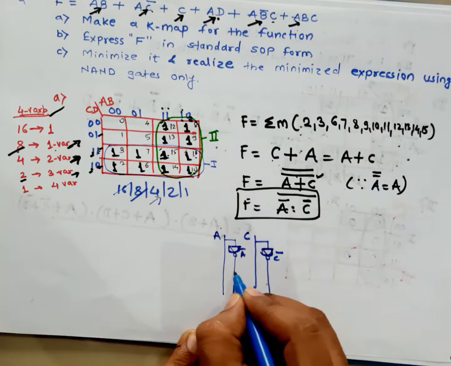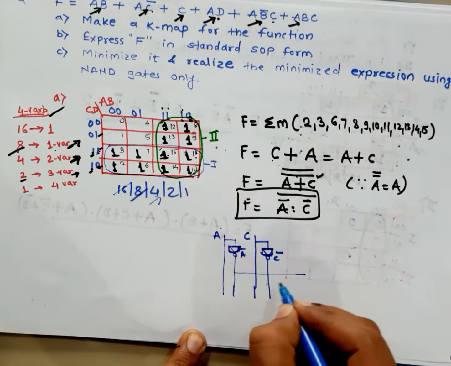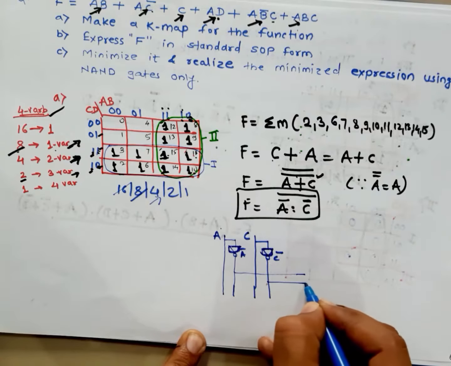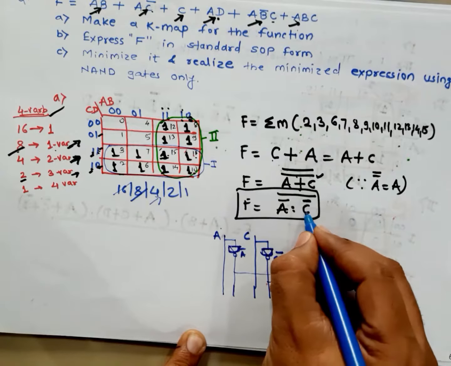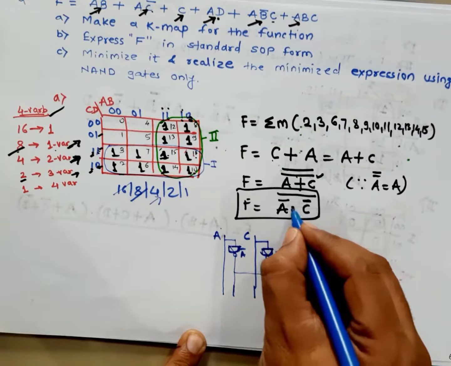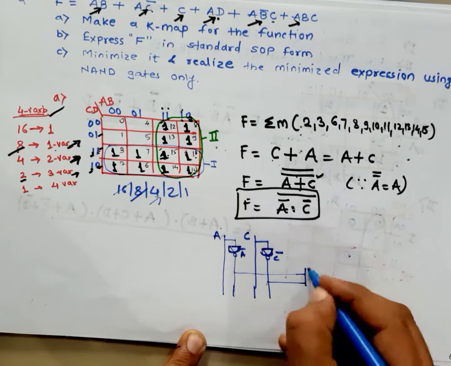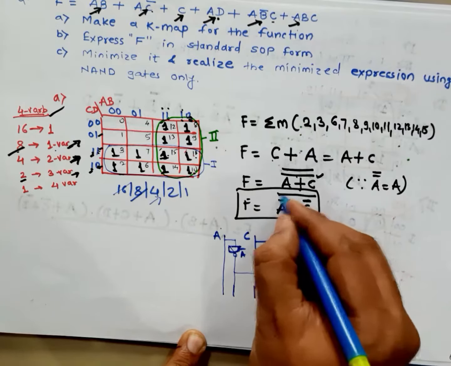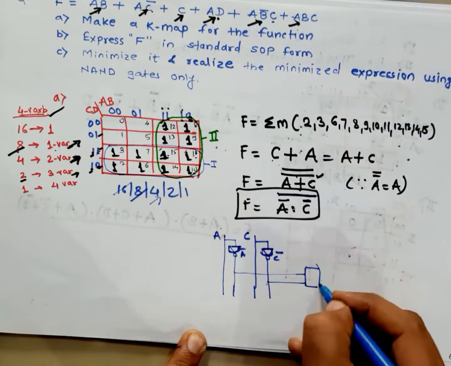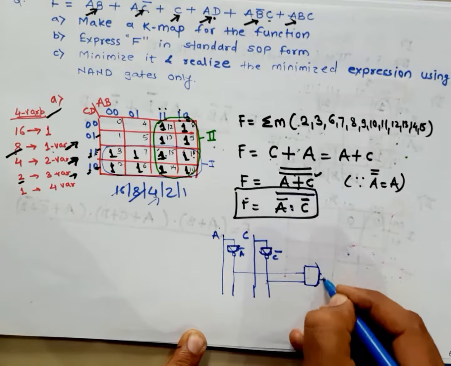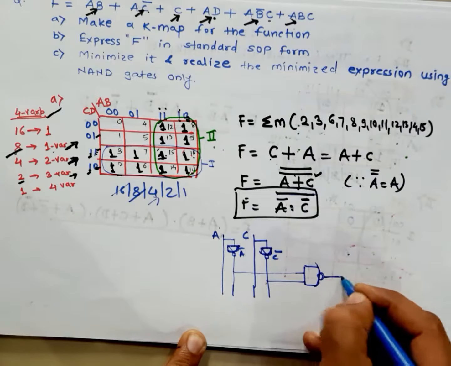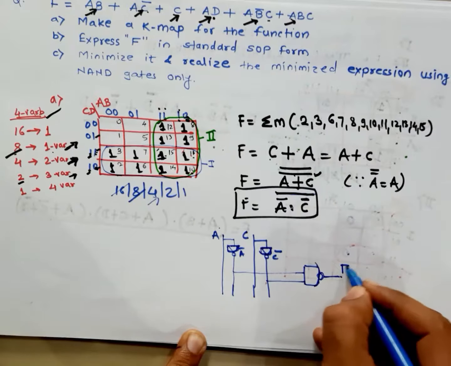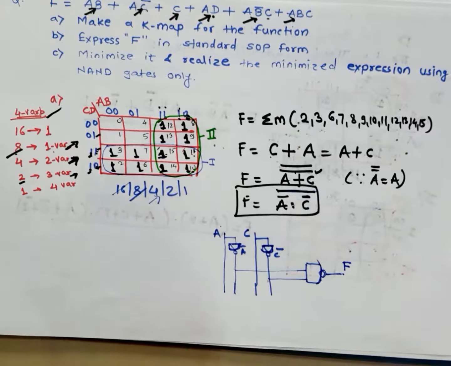Then what you require is A bar into C bar, but it is a negation, that's why for that case you require the NAND gate. So here you can write down the function. Otherwise you can design it the other way also.